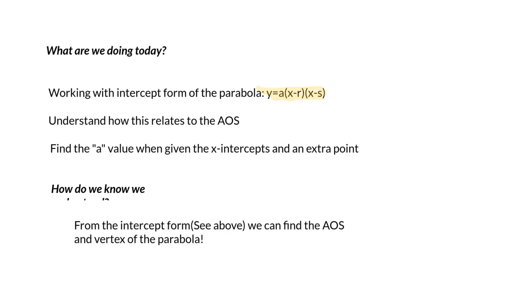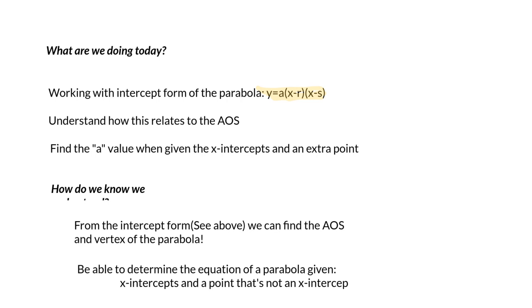From the intercept form, as you see above highlighted, you're going to be able to find the vertex of the parabola and the axis of symmetry. And from that axis of symmetry and intercept form of the parabola, you're going to be able to determine the equation of the parabola given the x-intercepts and a point that's not on the x-intercept. So just like what we did in the previous section, take a look at section 3.3, example number 2 of the second last video.